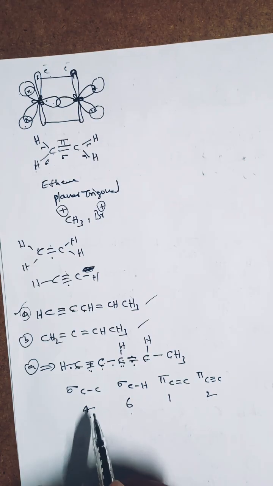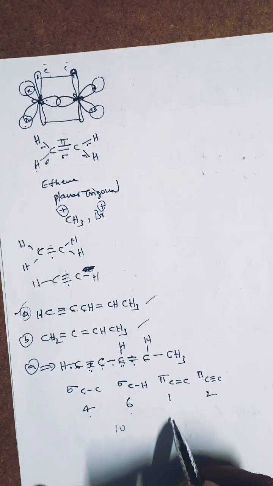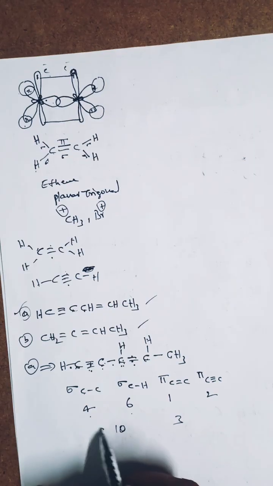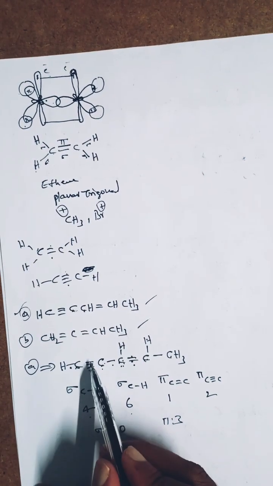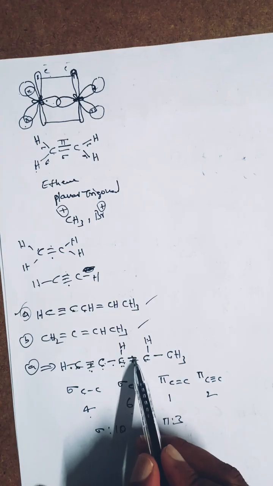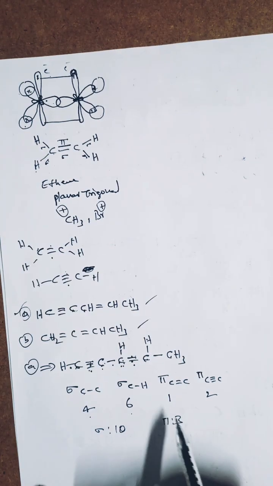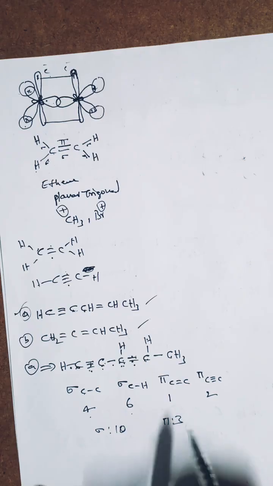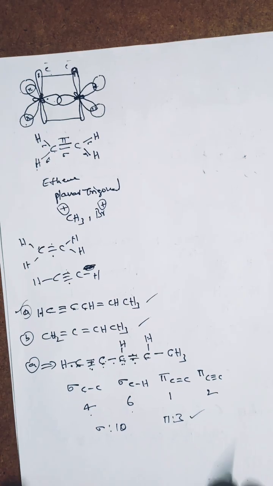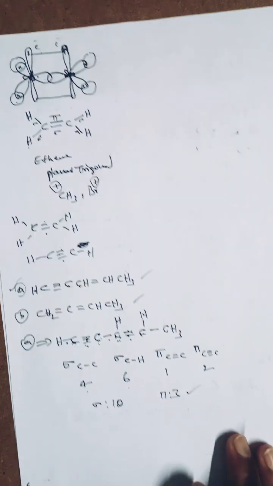That means total sigma bonds are 10, total pi bonds are 3. Total sigma bonds are 10, total pi bonds are 3. So in this triple bond 1, 2, double bond 1. So 3 pi bonds are available and 10 sigma bonds are available. Like that we can answer this question, the first one.